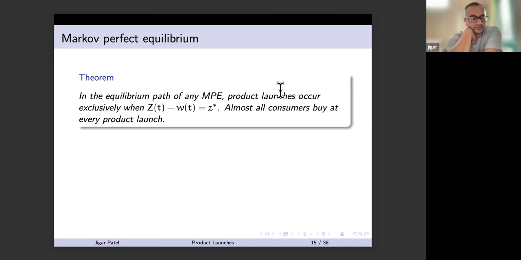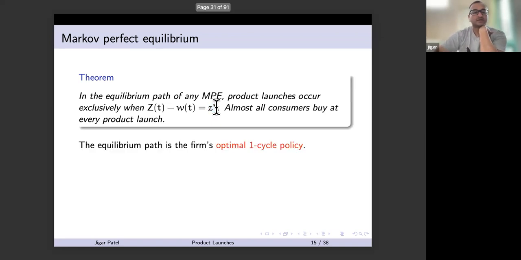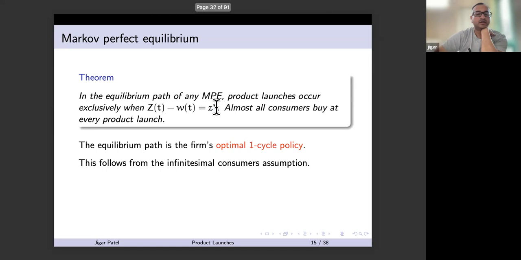If the company is launching products over time, they launch as soon as the difference between the last product launch's technology and the product they have in-house in their R&D is Z star, and they would launch it, and customers would just buy that, right? So customers are strategic. All customers are strategic, so they would buy that product. So the equilibrium path is the firm's optimal 1 cycle policy. So basically, every so often, a product will get launched and people will buy that product.